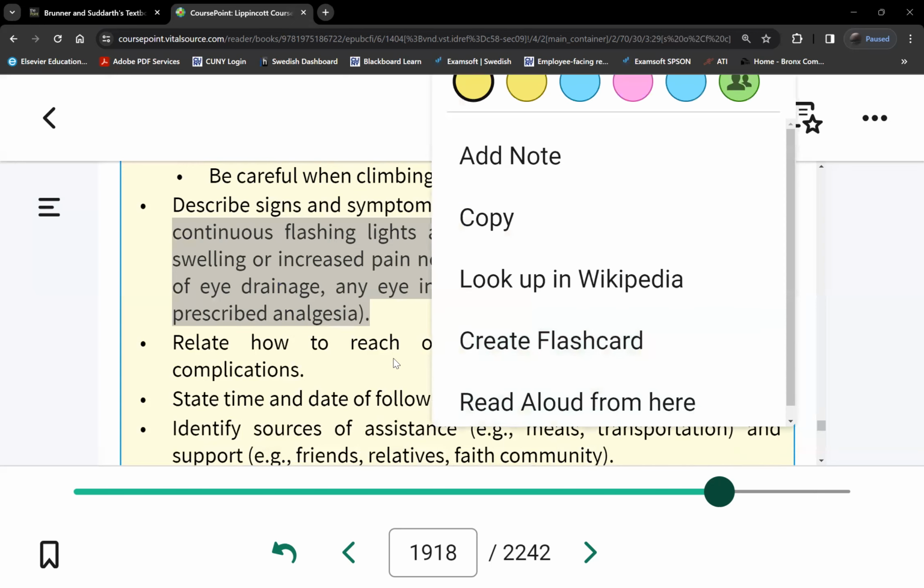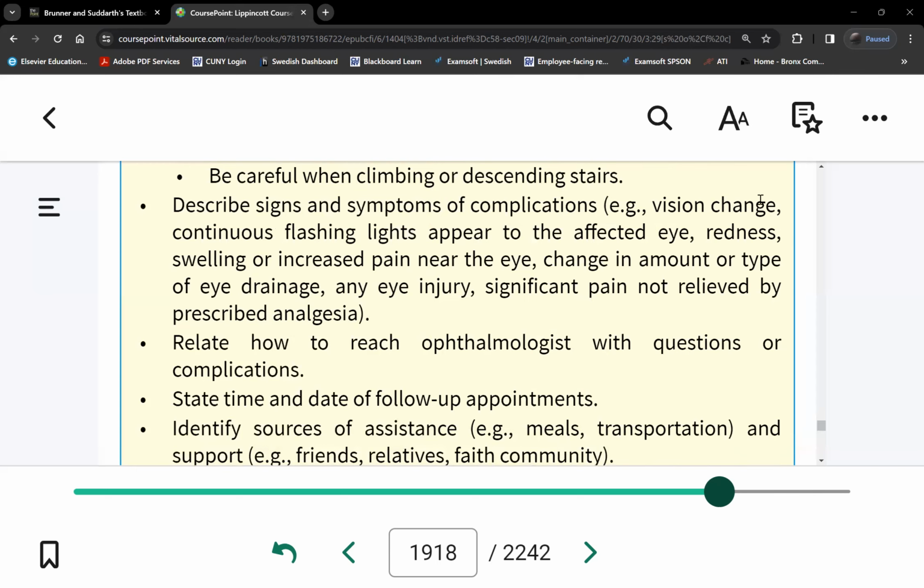So therefore, these are reportable. Vision change, meaning it got worse or better? Well, no, what do you report? The vision should not be worse. If it's worse, then you report that. Flashing lights appear. That's a sign of retinal detachment. Redness, swelling, or increased pain near the eye.